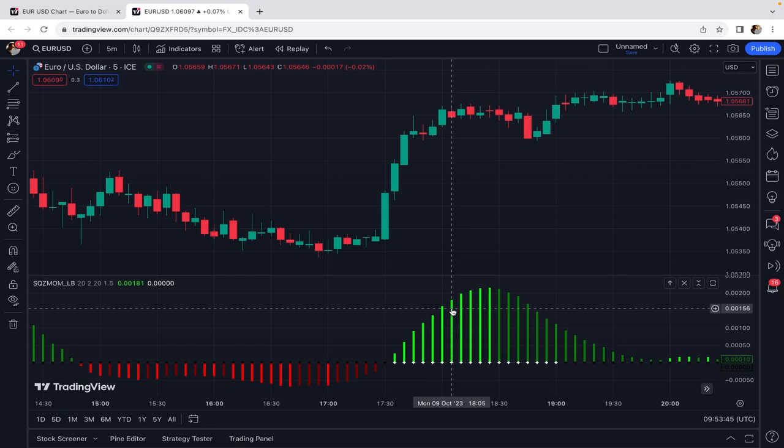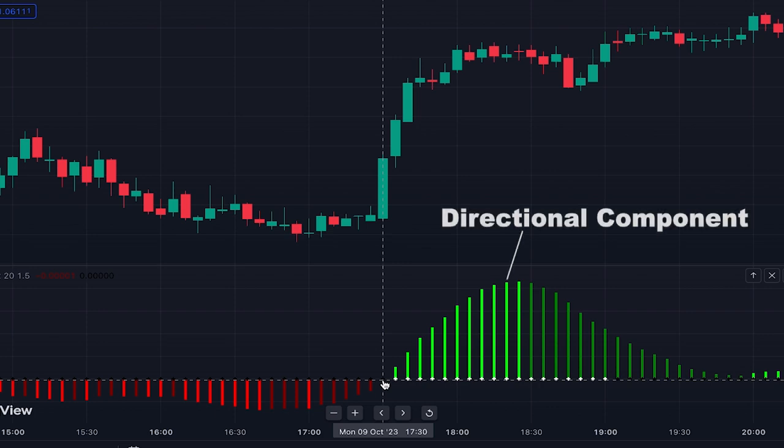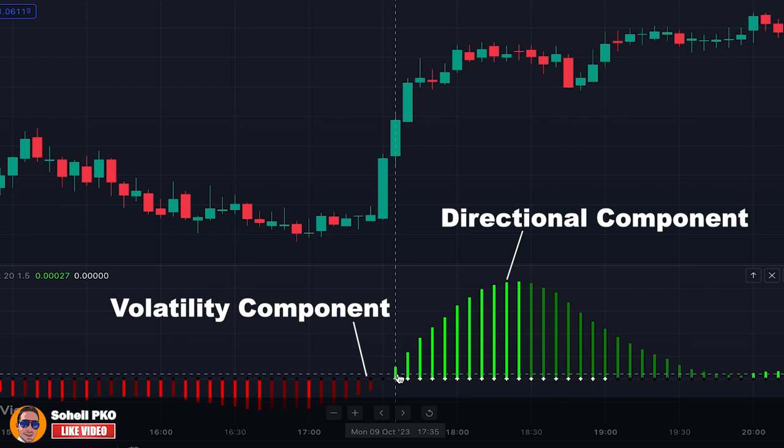As you can see, we have two components in this indicator. We have this histogram that is moving above and below the center line, and it's the directional component of this indicator, and we have these small white and black crosses in the center, which is the volatility component of this indicator. So this indicator gives us two pieces of information about the market: direction of the market and volatility of the market.